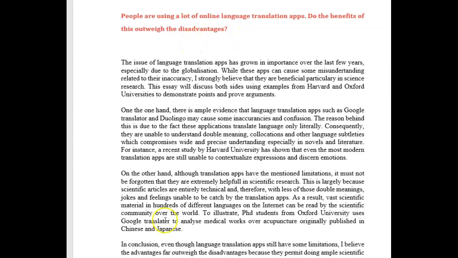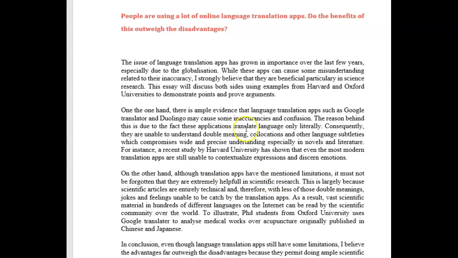Let's see. Here's where we talked about the advantages. You said they were helpful in scientific work. You said that lots of scientific work can be read by the scientific community. You gave us an example. So to be quite honest with you, it really feels like that's just one advantage. You said they're extremely helpful in scientific research. Excuse me. I can't find another advantage, really. I think you just went into a lot of detail about it, but it was essentially one advantage.